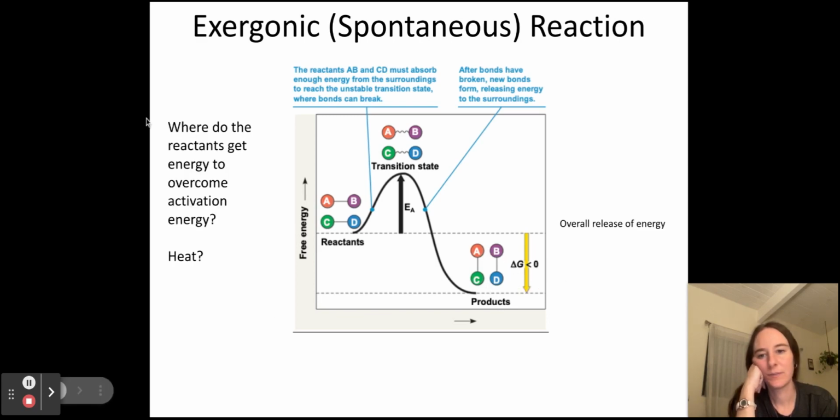Delta G is negative. So again, where did the reactions get energy to overcome this activation energy? Not from heat. Heat could be an input of energy. Heat could also break these bonds apart, but that is not realistic in the human body. Heat could actually ruin molecules and enzymes in your body.